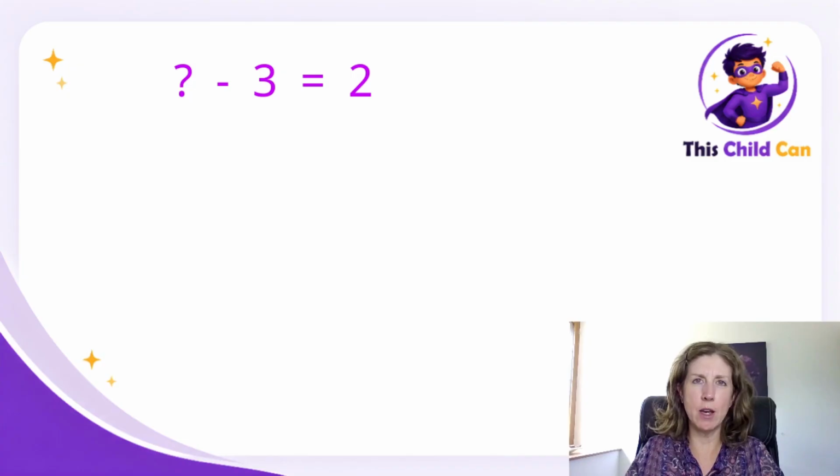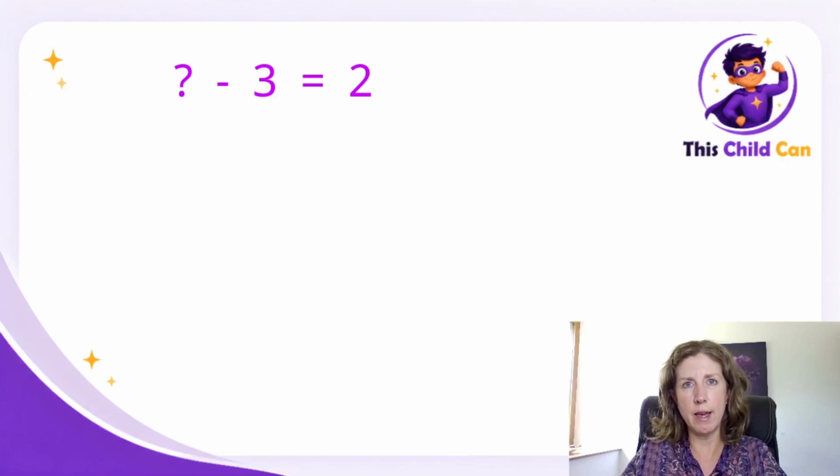So what happens when it's the whole that's missing? Children often struggle when the calculation is written like this. Here we have question mark take away 3 equals 2. We need to ask, what happened here? We had a number, we took away 3 from that number, and the result was 2. This shows us that the 2 parts are the 3 and the 2, because we took away 3 from the whole number and 2 was left.